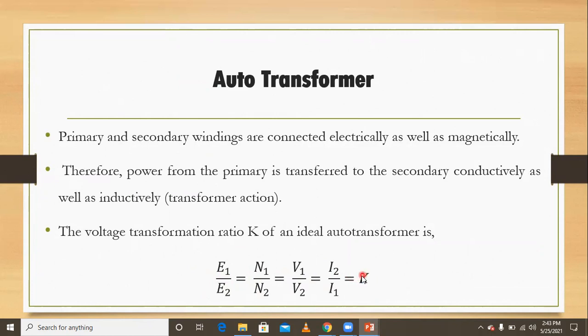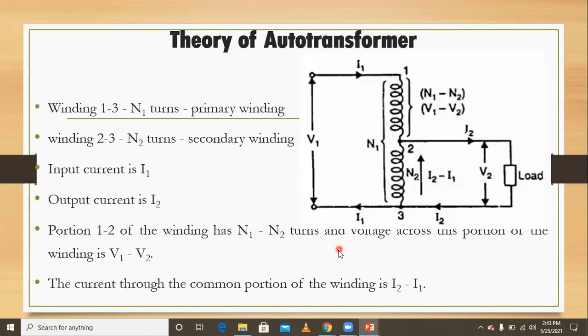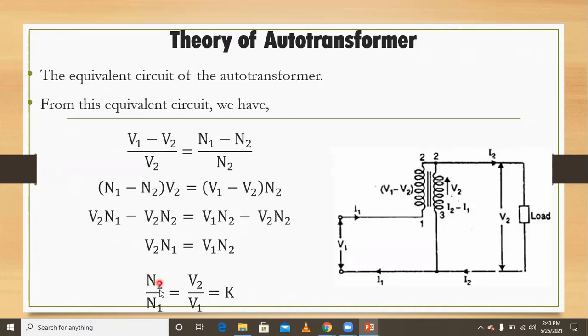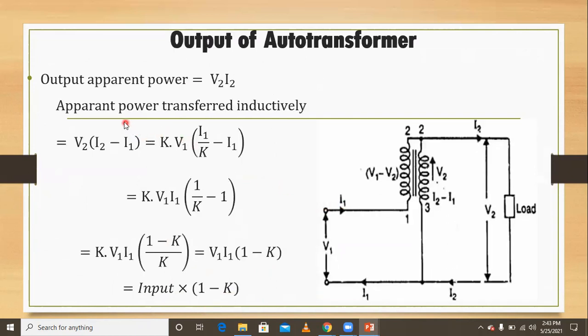Otherwise it's called turns ratio A. So E2 by E1 is equal to N2 by N1 is equal to V2 by V1 is equal to I1 by I2 is equal to K. So opposite, otherwise 1 by K. So change that. Here we already got the relation N2 by N1 is equal to V2 by V1 is equal to K. Understood? So the apparent power transferred inductively is nothing but input into 1 minus K.